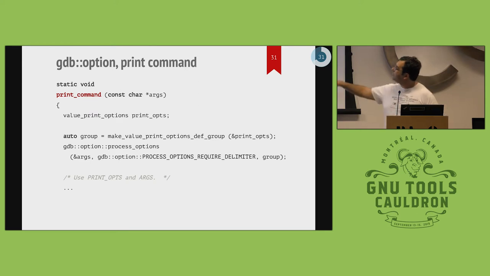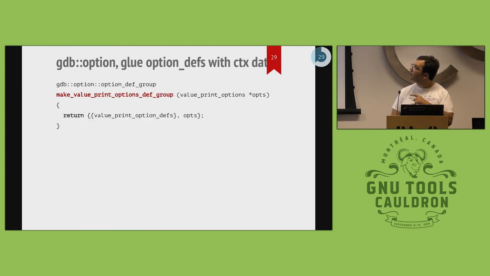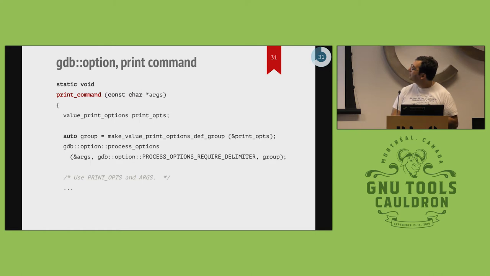And you write something like this, very similar. We have this in maybe 10 places in GDB right now, and it's always the same. You just allocate one of the context types, bind them to the option definitions using that function I mentioned before, that small function here. Right? So you've bound this data context thing with the option definitions.